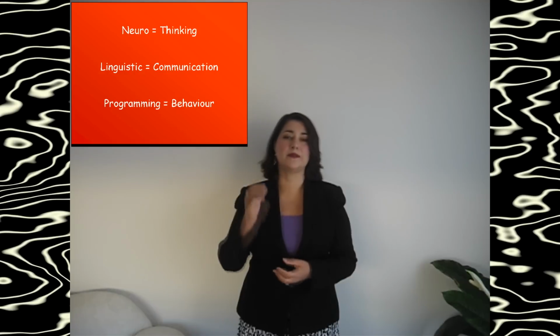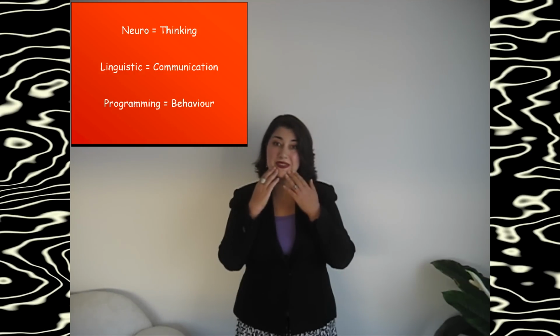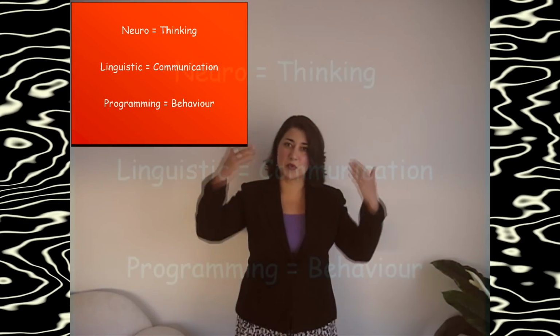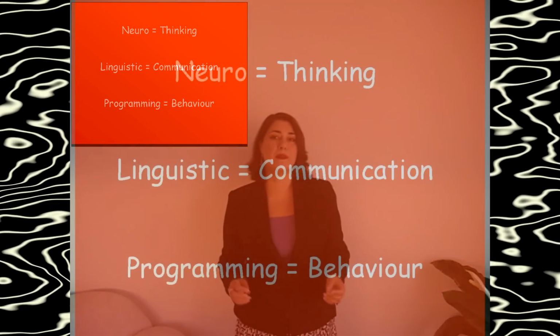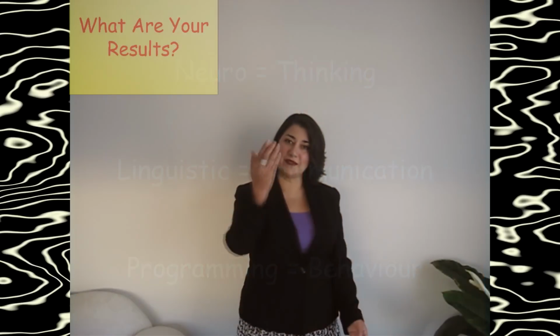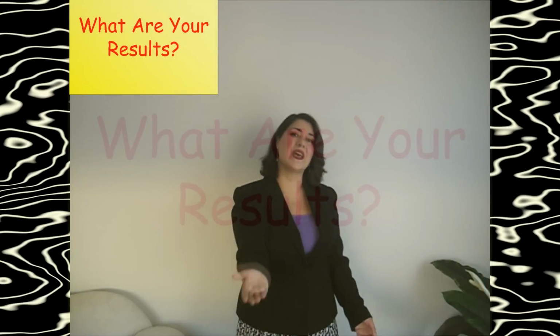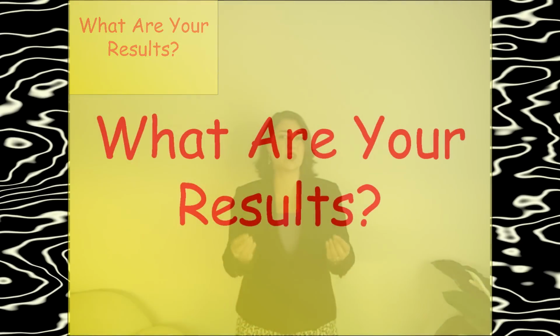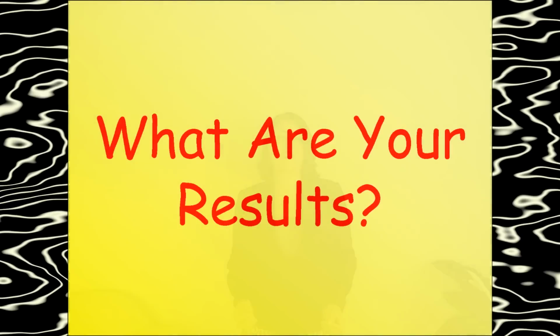So, to recap and elaborate, NLP, the N is for neuro or nervous system, the mind. The L is for linguistic, our language and communication. The P is for programming. The programmings that we process to produce behaviours that produce our results. If you want better outcomes and faster healing or better results, consider working with a qualified NLP practitioner.